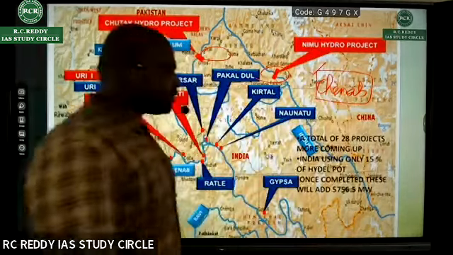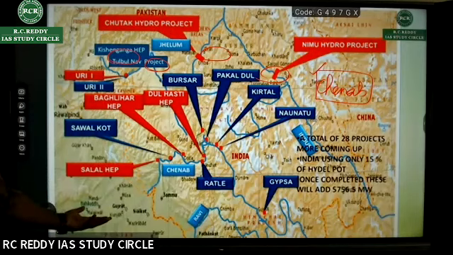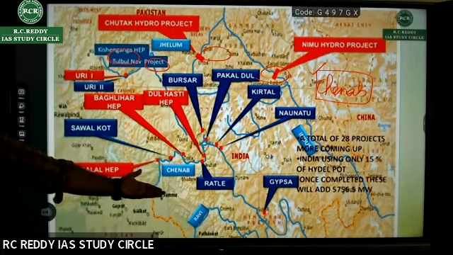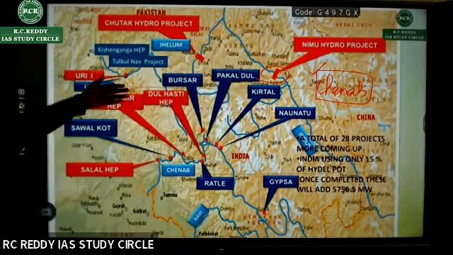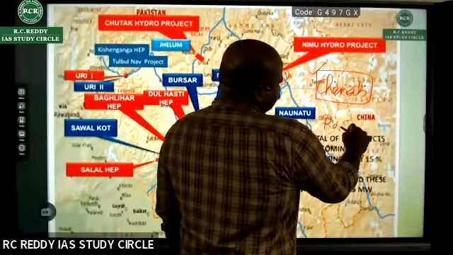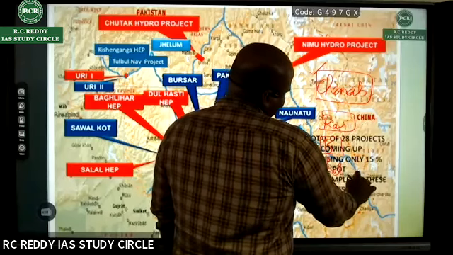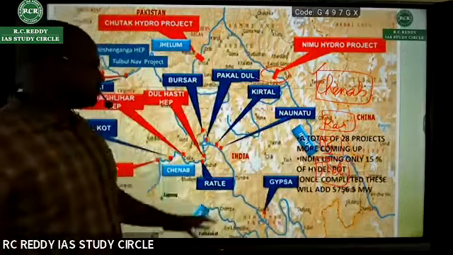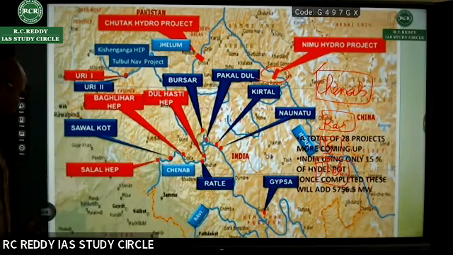For example, Ratle Dam, Dulhasti, right? You see here, Salal project, Dulhasti, Baglihar, all these are fundamentally on Chenab. And when you look at Jhelum, you have Uri 1, Uri 2, then Kishanganga project. So please have a list of the projects present with respect to Chenab, Ravi, Beas, and Jhelum. This diagram itself will give you that list. Please write that list from there.